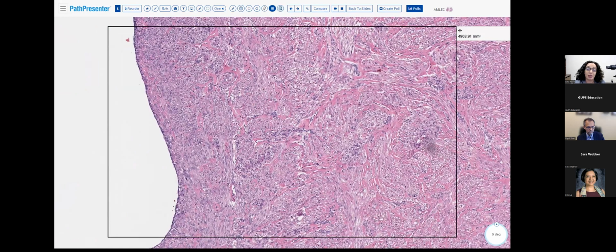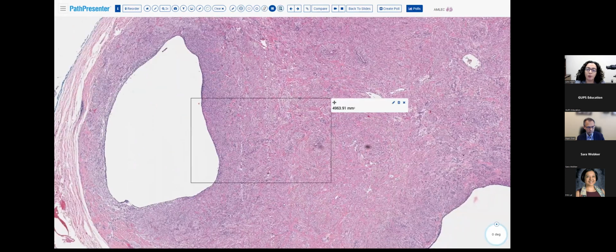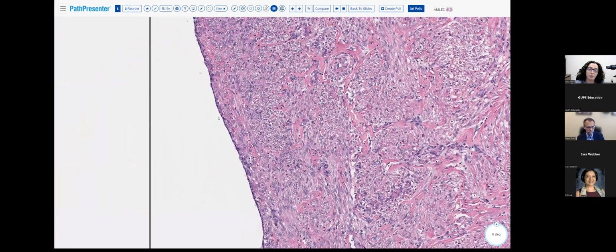The mass was formed by two components, as you can see on low power: a hypercellular stromal component set in a collagenous background formed by these spindle cells, as well as cystic dilatation that is sometimes lined by flat cells that look very bland. There's no atypia whatsoever in these flat cells.